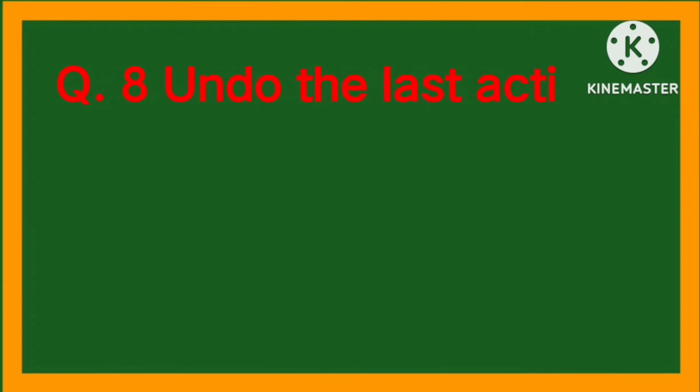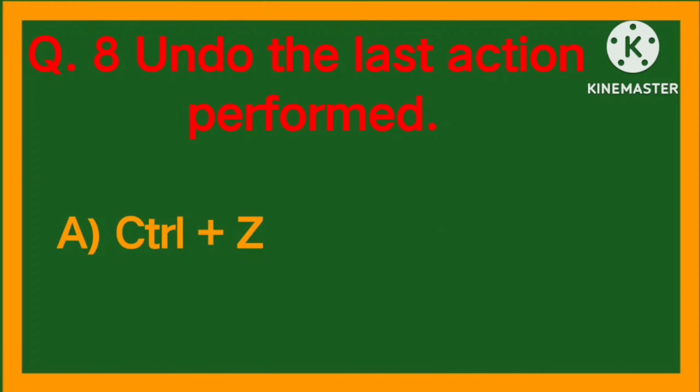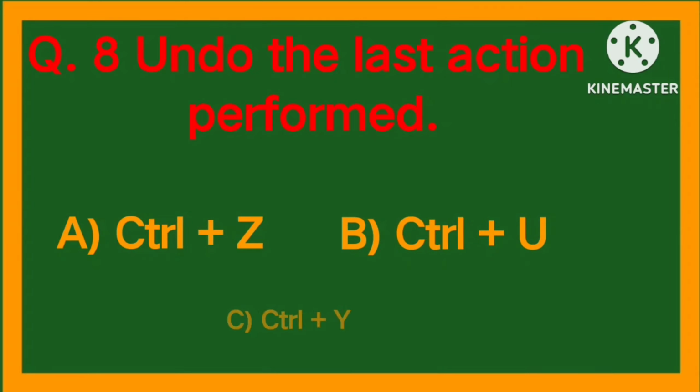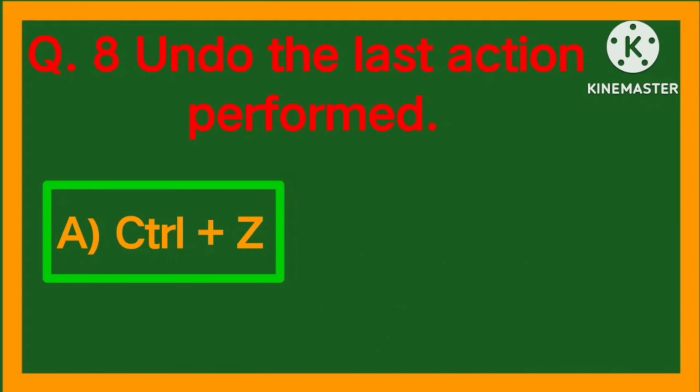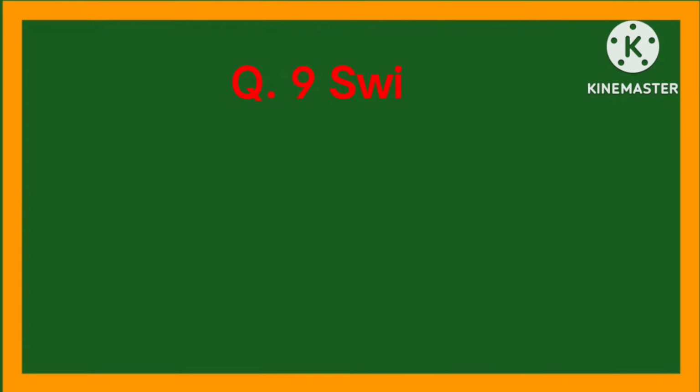Question number 8. Undo the last action performed. Your option is A. Control plus Z, B. Control plus U, C. Control plus Y. The correct option for this question is A. Control plus Z.